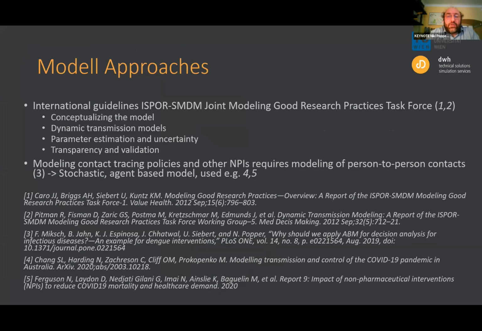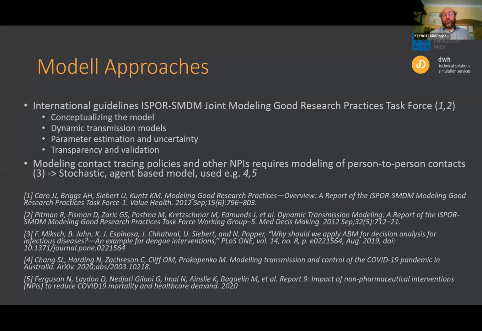The basic idea of the model concept we use is based on the international guidelines by ISPOR and SMDM, the Joint Modeling Good Research Practices Task Force, where the questions asked are: what is the concept process of the model? What is the dynamic transition model you use? What are the parameter estimations and uncertainty? And how are transparency and validation handled? Of course, we are not the only ones using it. For example, we have more or less comparable processes in Australia or in Great Britain, and I will mention this a little bit later.